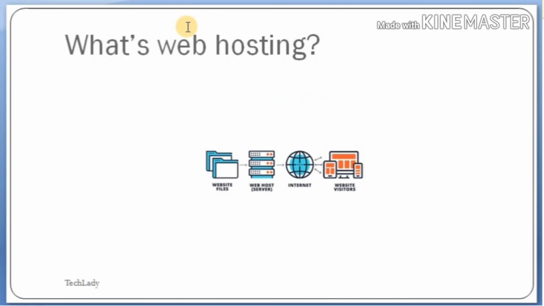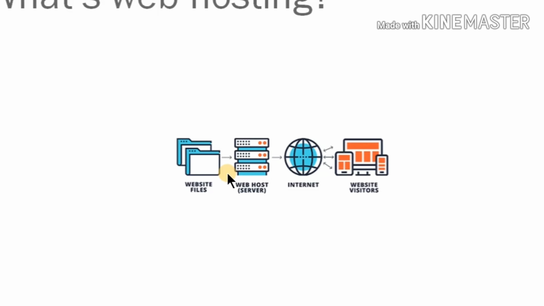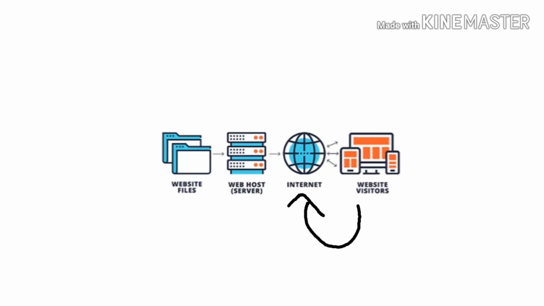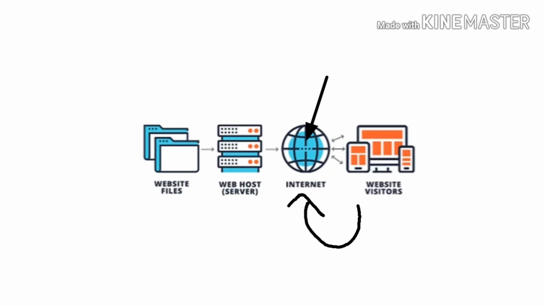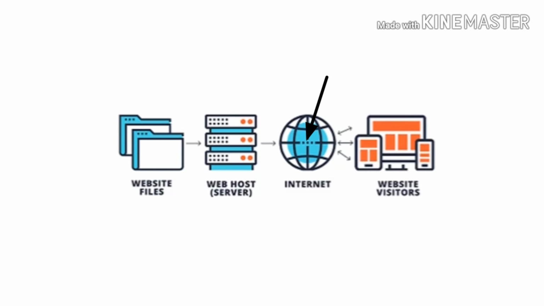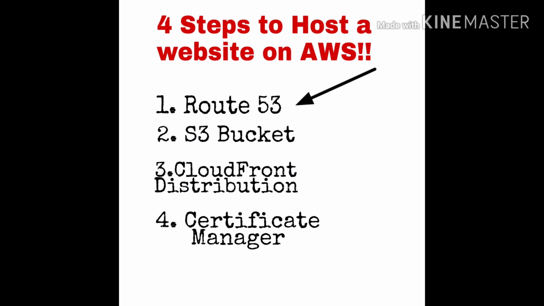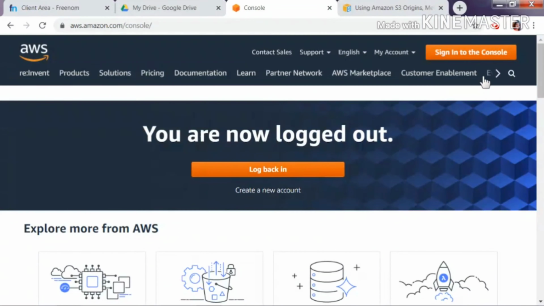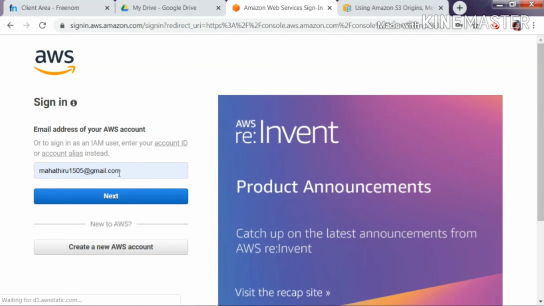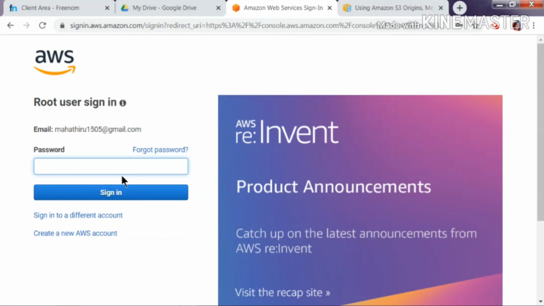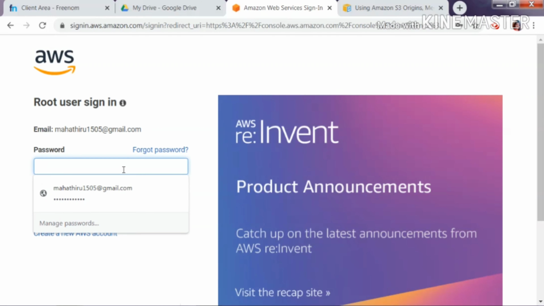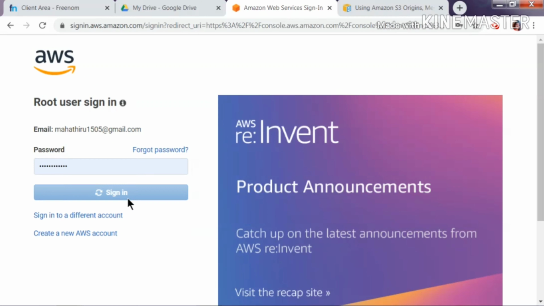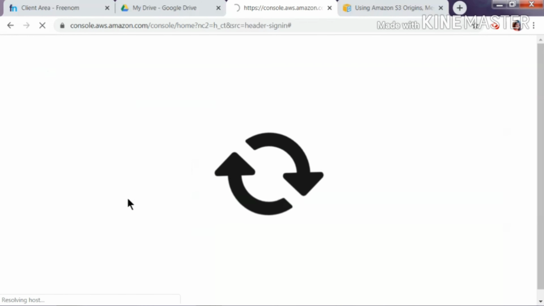Here you can see a clear picture of web hosting. The website files are hosted on a server, and from the internet the website visitors can enter the domain and get their website. These are the 4 steps to host a website on AWS, and the first step is Route 53. For that, first let us sign in to the AWS account. If you have not signed up for an account, please sign up, and it will take just 1 day for verification, as I have mentioned already. So I'm signing in now.